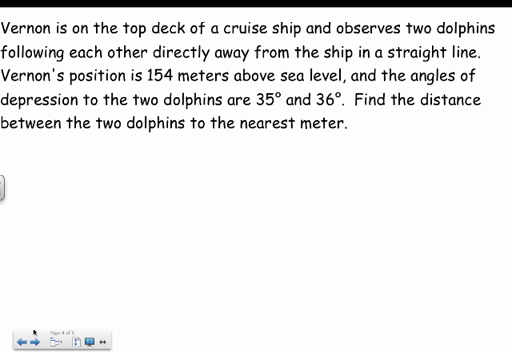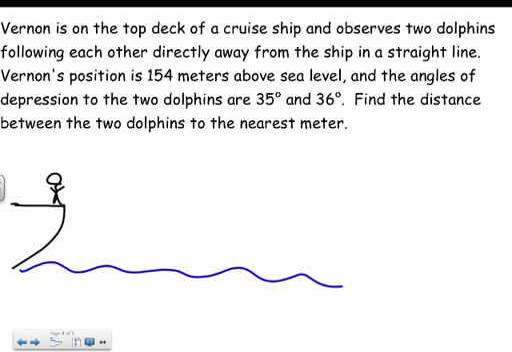All right, let's go get our picture here. This is the best part. So he's got a cruise ship. That's a cruise ship right there. Vernon, he's standing up about right here. Perfect, okay. And he sees two dolphins following each other directly away. So we got some water down here. And who we got? We got dolphin number one. He's got a fin, I think, and an eye. Dolphin number two. He's got a fin and an eye. Perfect, okay. Says Vernon's position is 154 meters above sea level. Okay, so we're going up 154 meters.